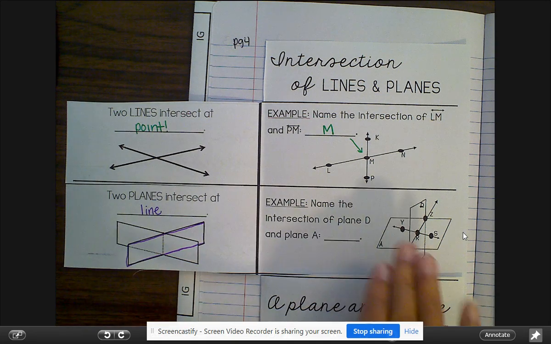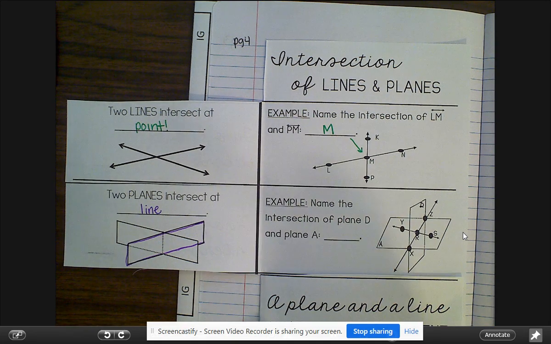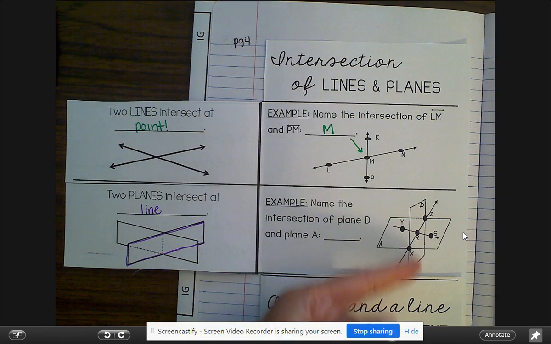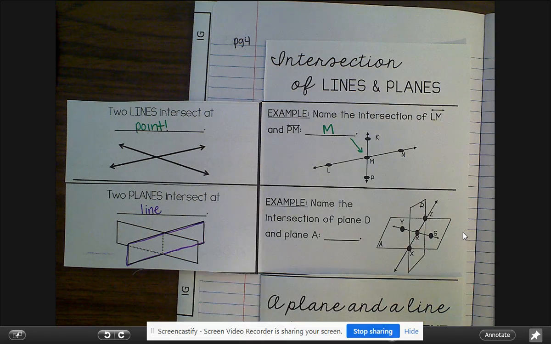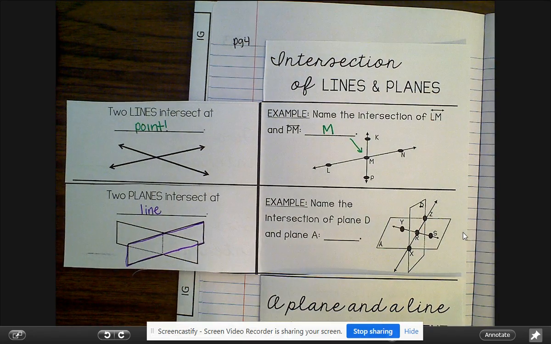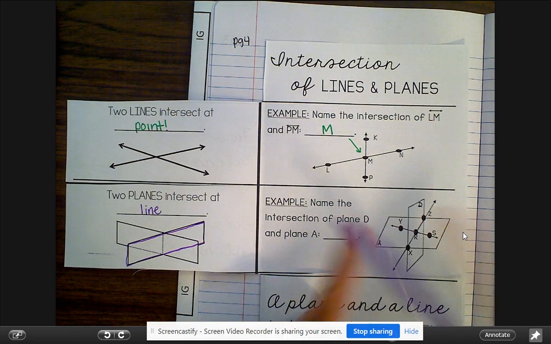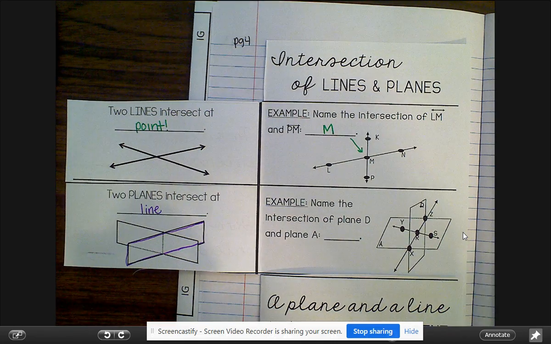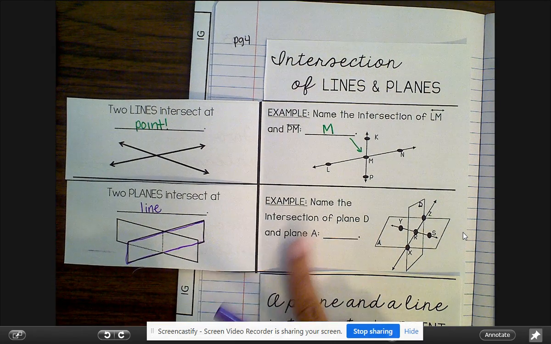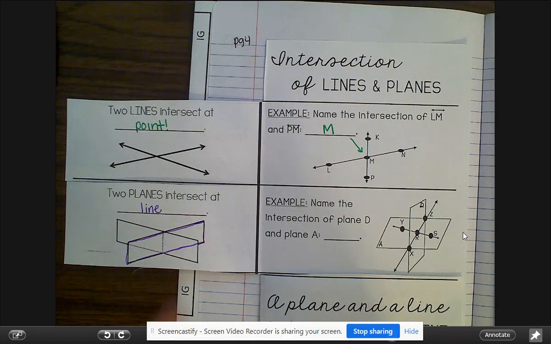So for example, if I'm looking at a slightly more complicated picture, we have our plane A that's kind of flat here, and we have our plane D kind of going up and down like that. And I can see that this is sort of behind, like that's on plane A. And I can call them that because they're cursive. So I should have used cursive letters there. Name the intersection of plane D and plane A. Now, because it's two planes crossing, I know my answer has to be a line. And so I have to look for the line that is touching both planes.